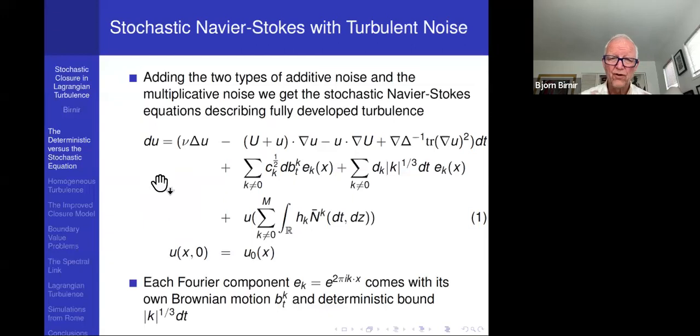The additive noise can be written as a Fourier series with some coefficients, the c_k's, which are decaying. Every Fourier component, the e_k's, are just the usual Fourier components, and I'm assuming that we have periodic boundary conditions. Every Fourier component has associated with it a Brownian motion, and these are independent. So we have basically infinitely many Brownian motions driving the different Fourier components, and the c_k's are decaying so as to make this noise make sense in L2.